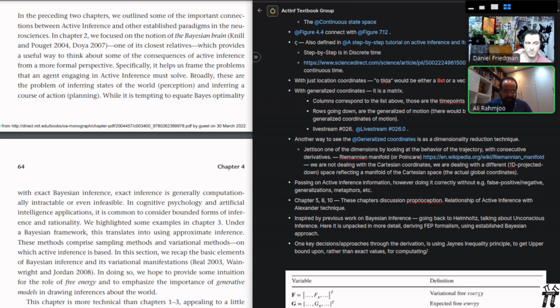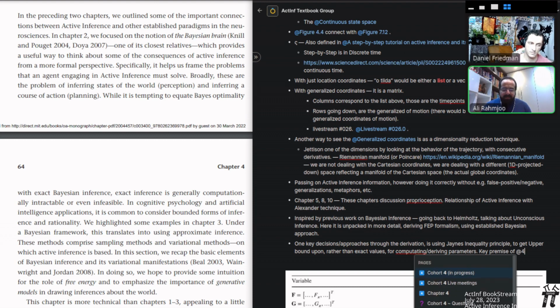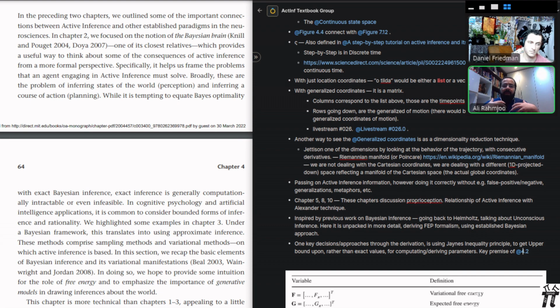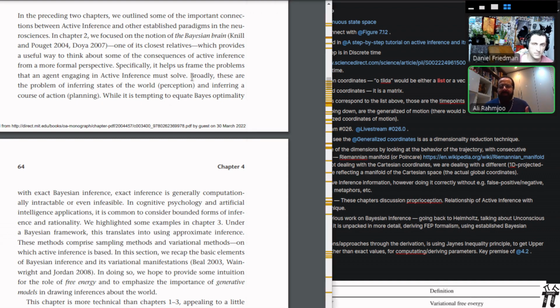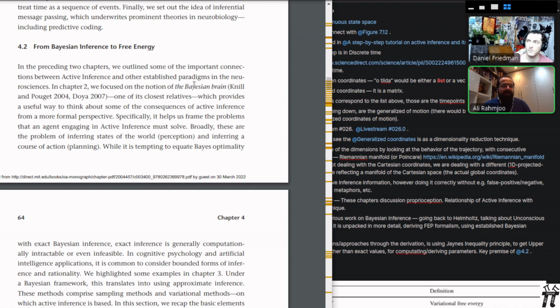So that's basically, in my opinion, the key premise of section 4.2, and to see in a bit more detail how we can achieve those upper bounds using Jensen's inequality directly by using manipulations of Bayesian inference, Bayesian statistical formalism.